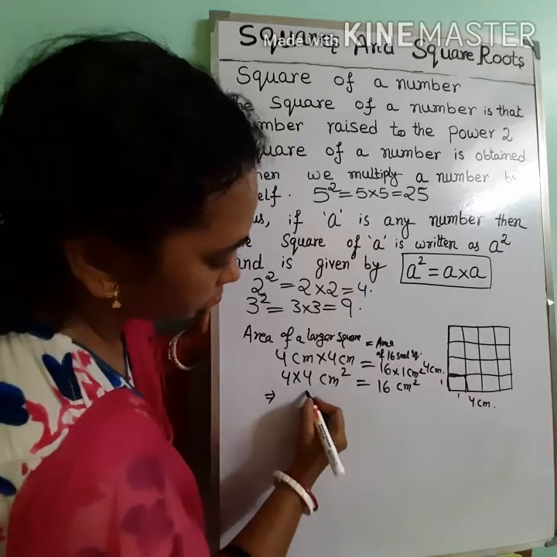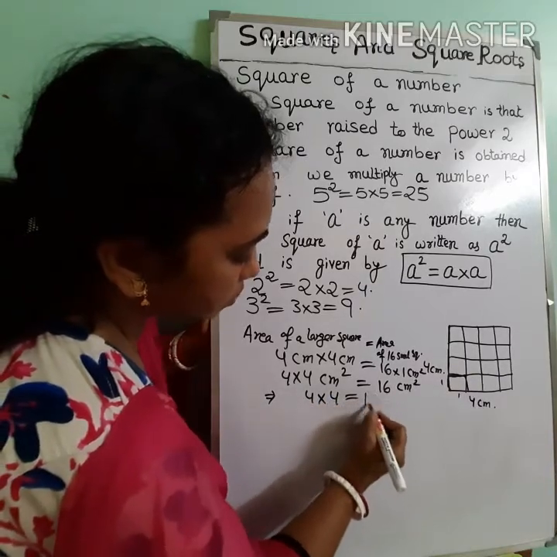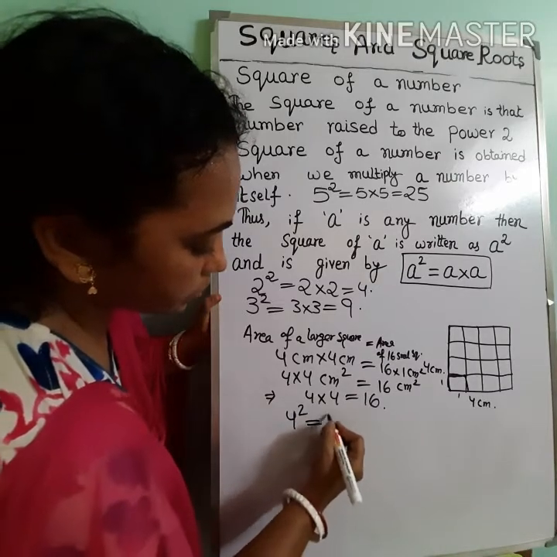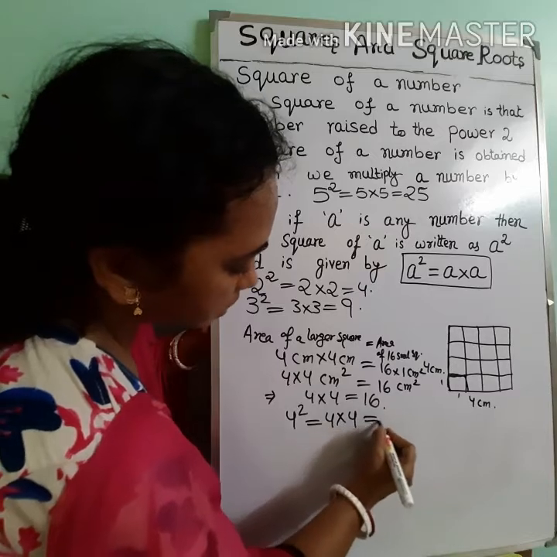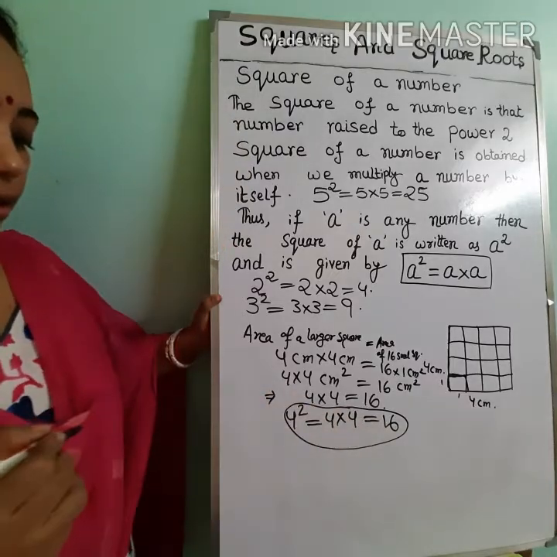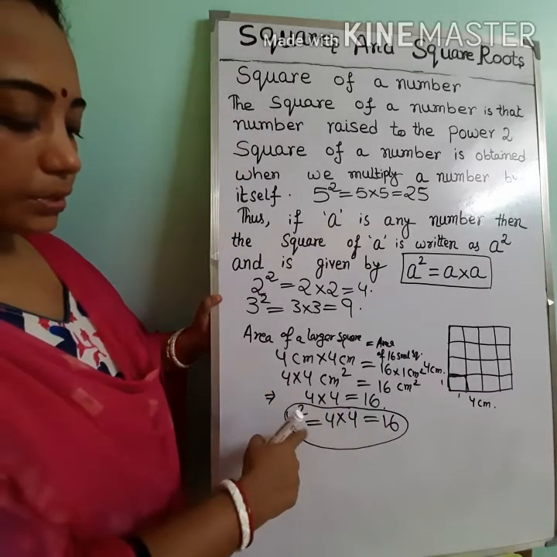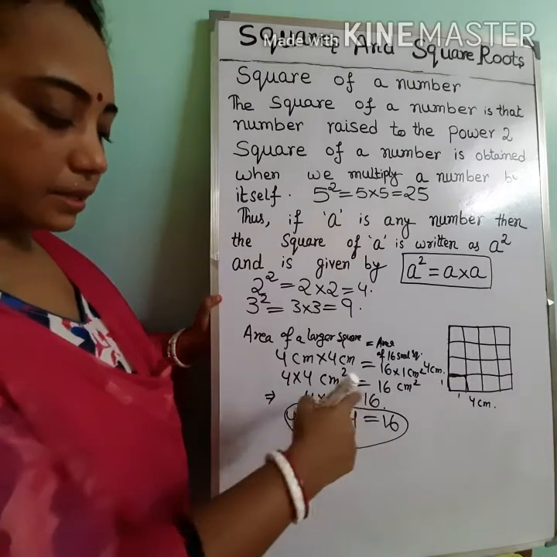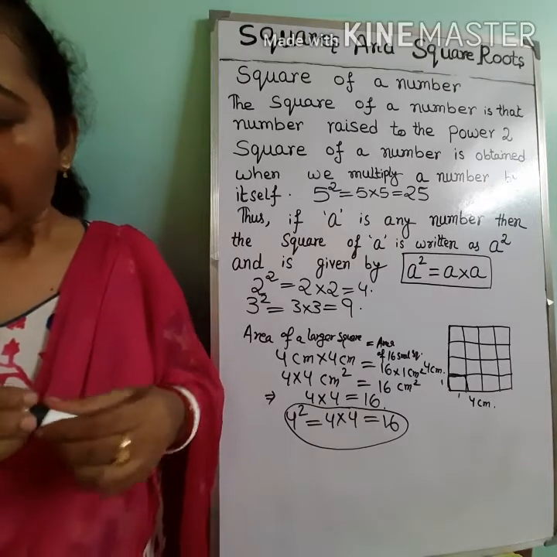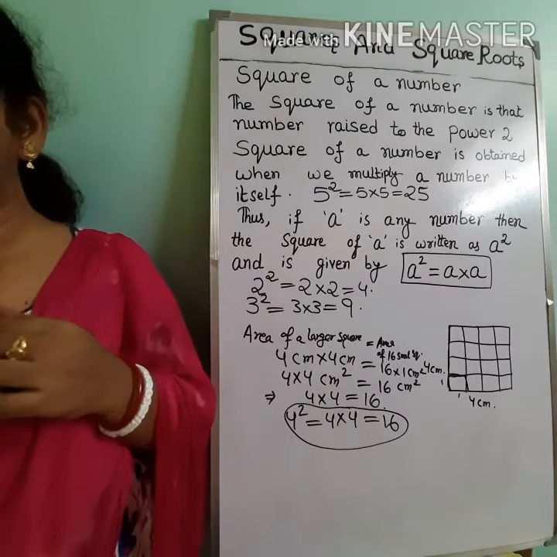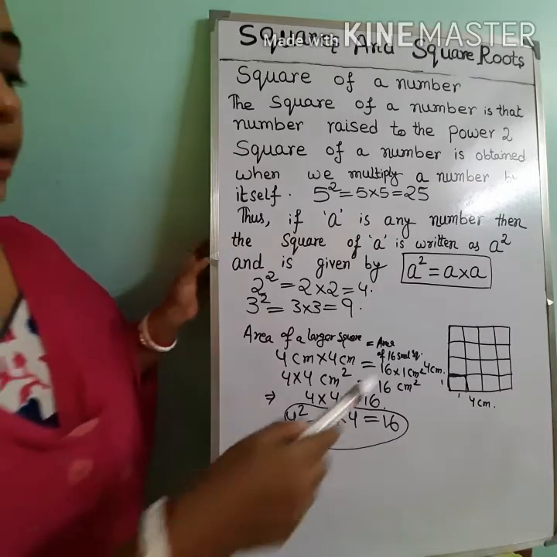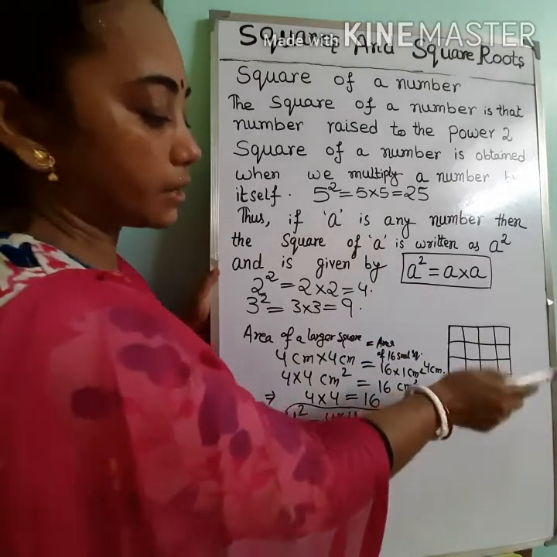So this implies 4 multiplied by 4 is equal to 16, and we know 4 multiplied by 4 means what? 4 square is equal to 4 multiplied by 4, which is equal to 16. So we are getting a result from this square figure that 4 square is equal to 16, and the square of a number is the number multiplied by itself. So, when a number can be expressed as the product of two equal factors, then the number is called a square number.